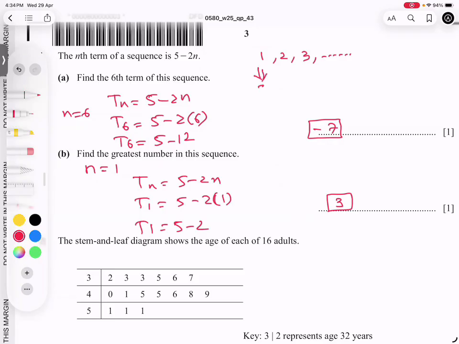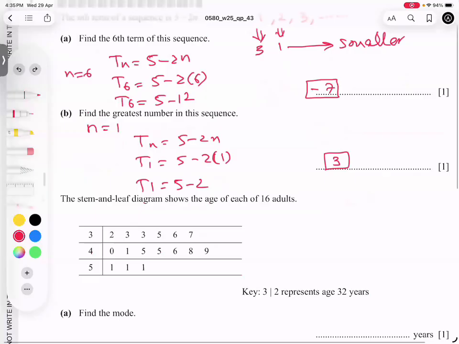And then due to the negative sign, just for the sake of your information, if I plug in 2, 2 twos are 4, and 5 minus 4, I get 1. You see, the value is going smaller and smaller and smaller. So that is why the greatest value is 3. That is why you're asked for the greatest number. I hope the point is very clear. This I explained for the sake of information, no need to show it to the examiner. Question number 1 done.